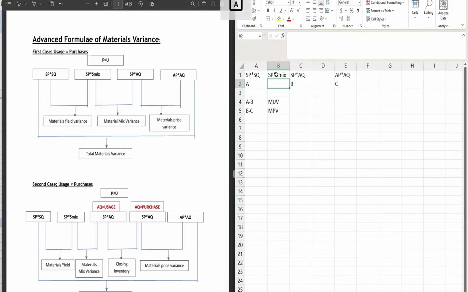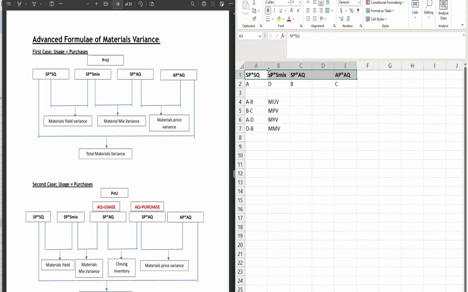Now let's have a name D. So A minus D will be your material yield variance, and D minus B will be your material mix variance. Okay, so this is the formula. We have just derived it from our basic formula which we studied earlier. I hope this is clear.